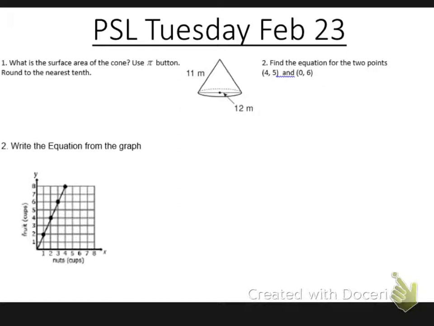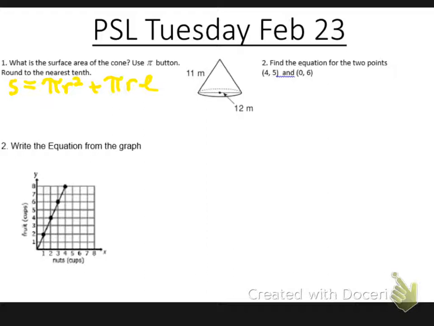Remember, to find the surface area of a cone, the formula is pi r squared plus pi r slant height. Now, our slant height is given to us as 11 meters. But we've got to be careful when we're looking at our picture here.